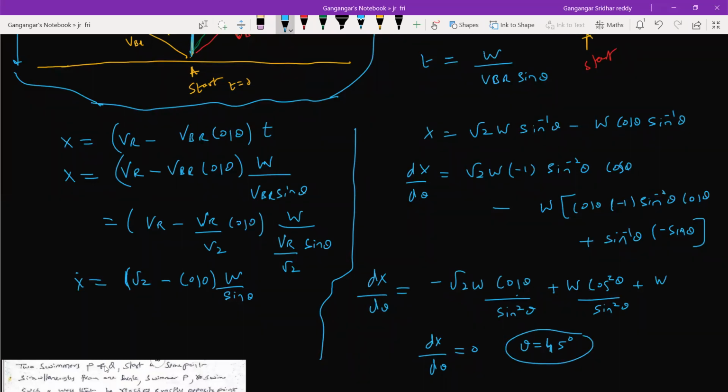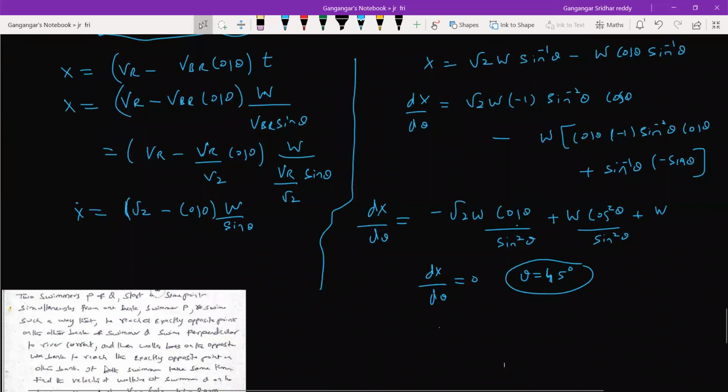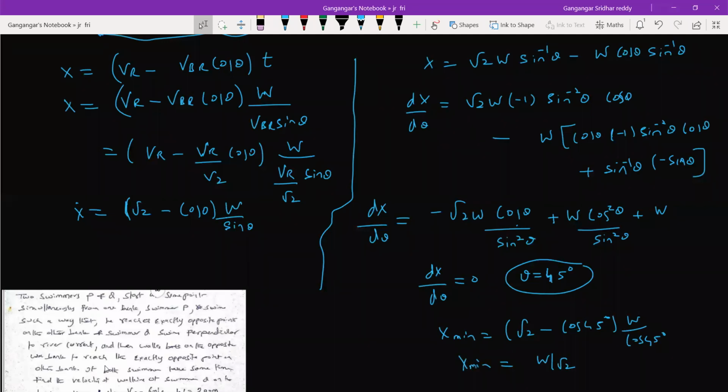That value of theta, substitute here. Substitute here, theta 45 degrees. Then solve for the minimum drift. You have to substitute the value of theta in this equation. Root 2 cos 45, W by cos 45, W by root 2. This will be our answer.